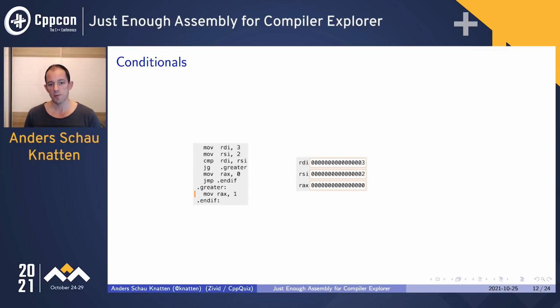We jump down to the greater label, which says move RAX, 1. And that's just me deciding I want to store true if the first one was greater. So I put the value 1 into RAX and just decided RAX is going to be where I put my results. So I just put 1 in there for true.